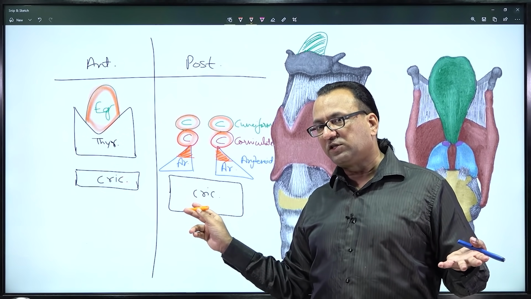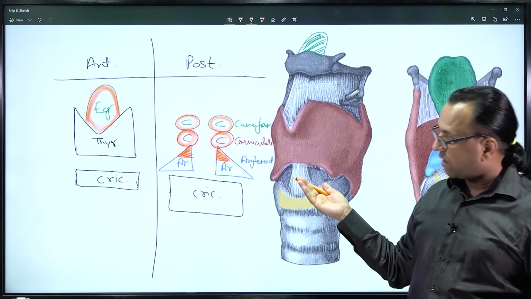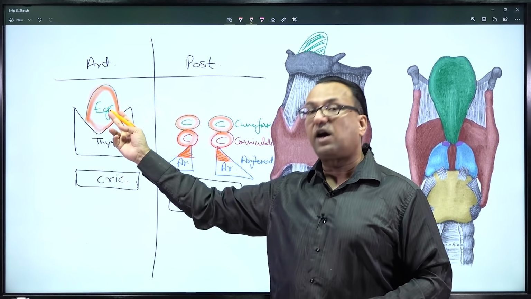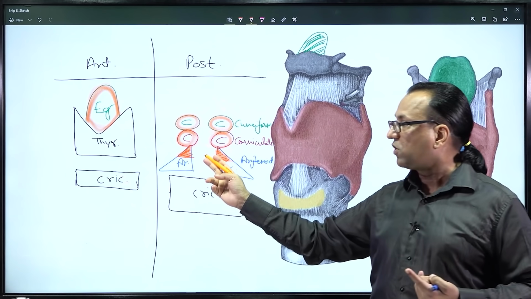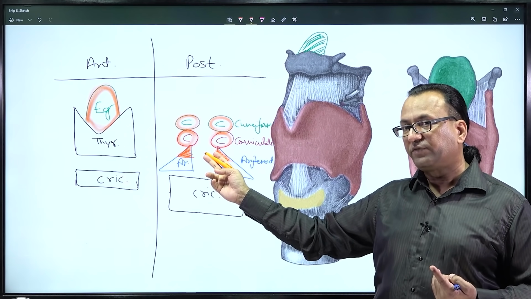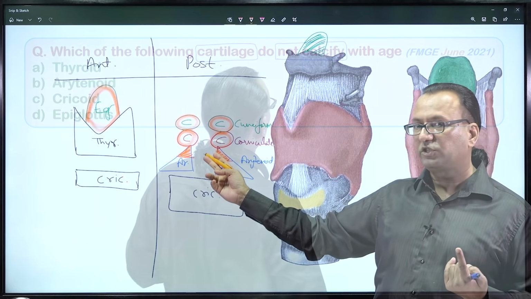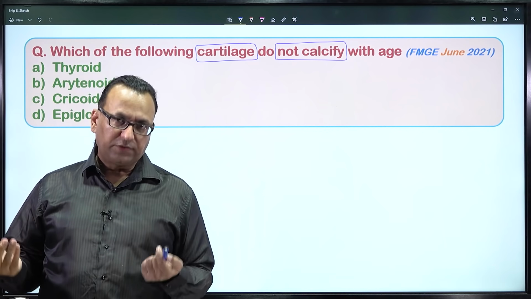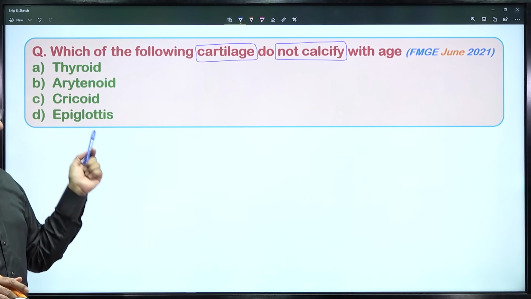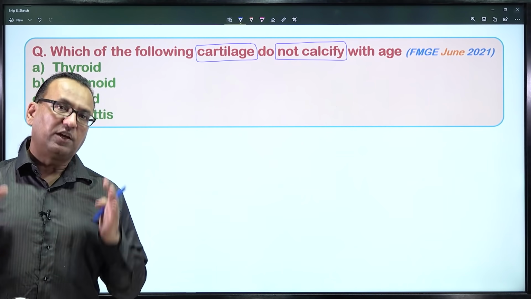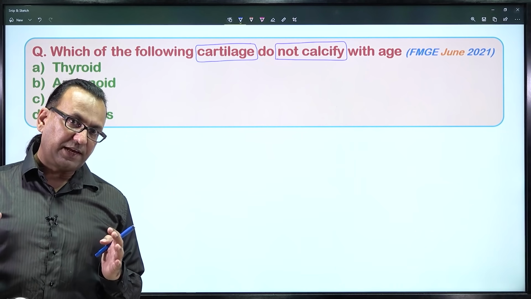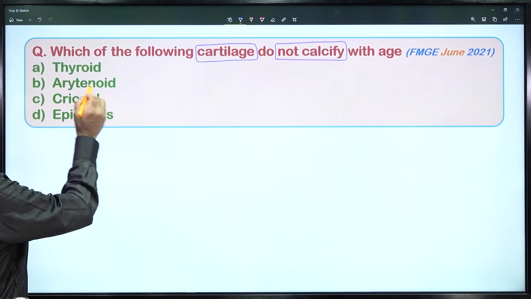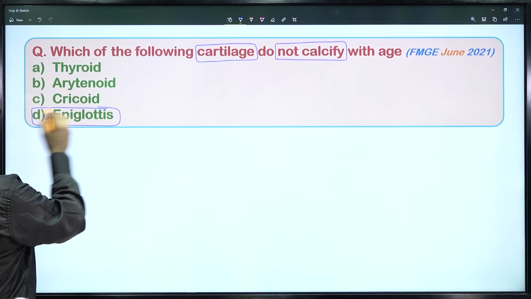And which ones do not ossify or calcify? They are already given. Tip of the arytenoid, corniculate, cuneiform, and epiglottis are elastic cartilage. They do not calcify or ossify. That was the question. Let's go back to the question. It was asking which of the following cartilages do not calcify or ossify with age. Most of the larynx cartilages are hyaline cartilage. They do calcify and ossify with age, except a few of them, and one of them is the epiglottis. Choice number D is the answer.